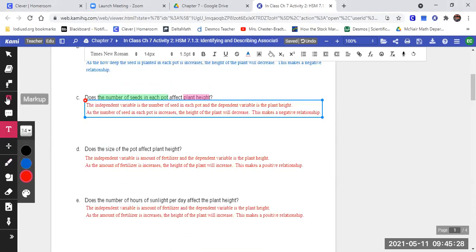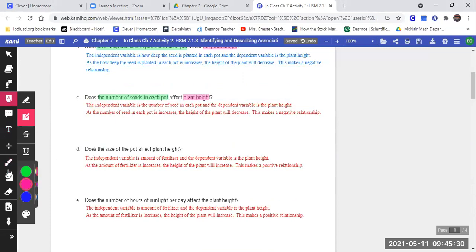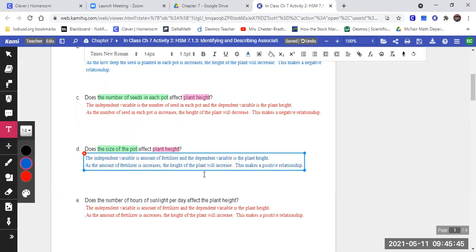Okay, first concept, size of the pot. Second concept, height of the plant. So who is going to be independent? Which one do we as humans have control over? Remember, that's the ultimate thing. If we have control over it, it's the independent one. If we can change it because we have control over it, then it is the independent one.